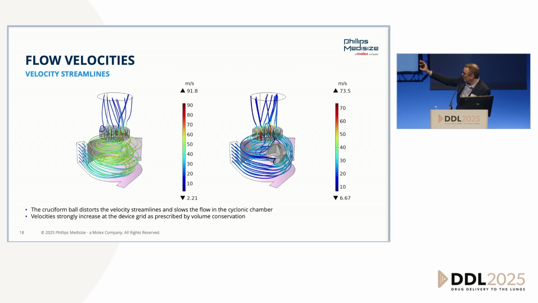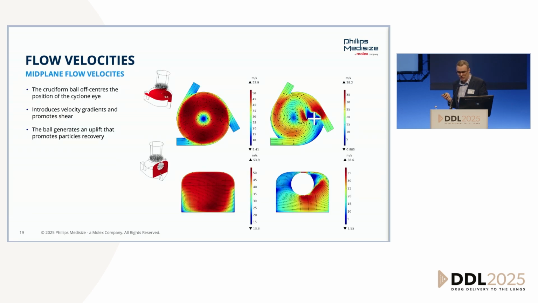What you can see is that without a ball, you have a very high velocity rotary flow in the cyclonic chamber, but the ball deflects the velocity streamlines in its vicinity. It's even more obvious when you look at the velocities in a horizontal plane, for instance. So you see that without a ball, the cyclone is very much at the center of the cyclonic chamber, but the ball offsets this cyclone, off-centers it, and introduces velocity gradients and therefore shear.